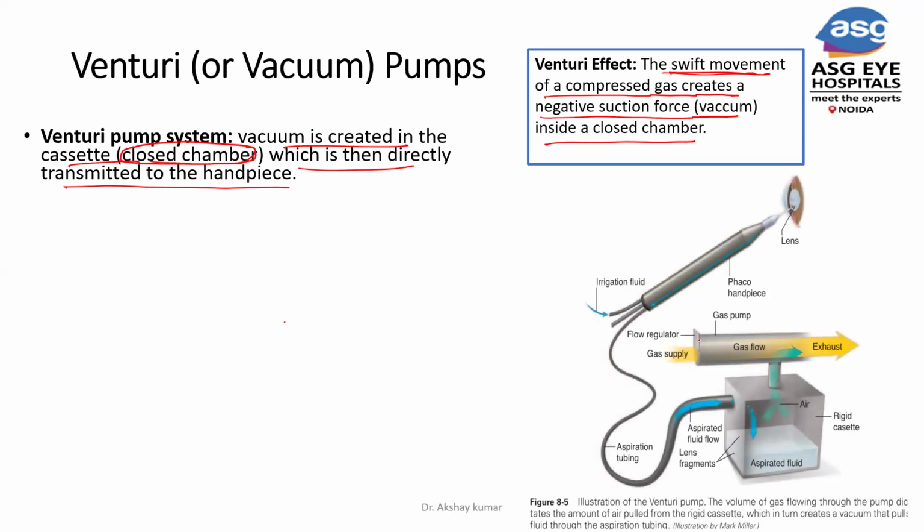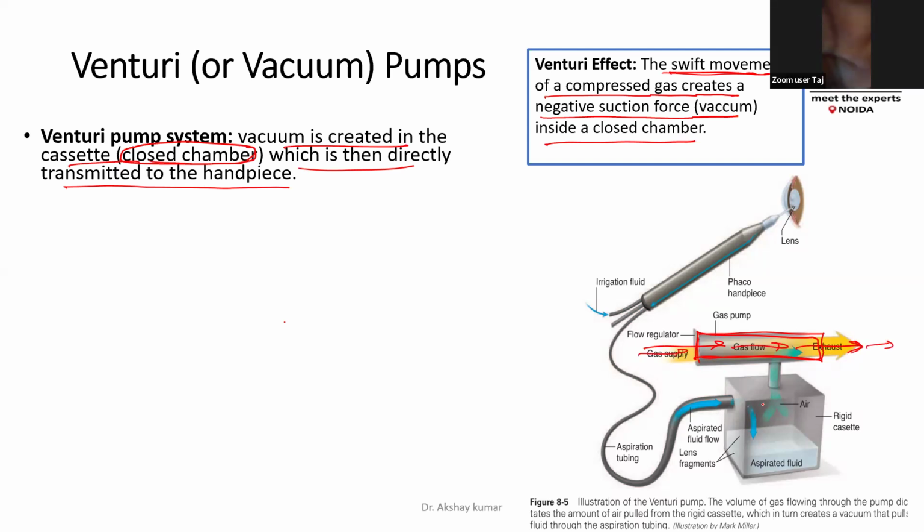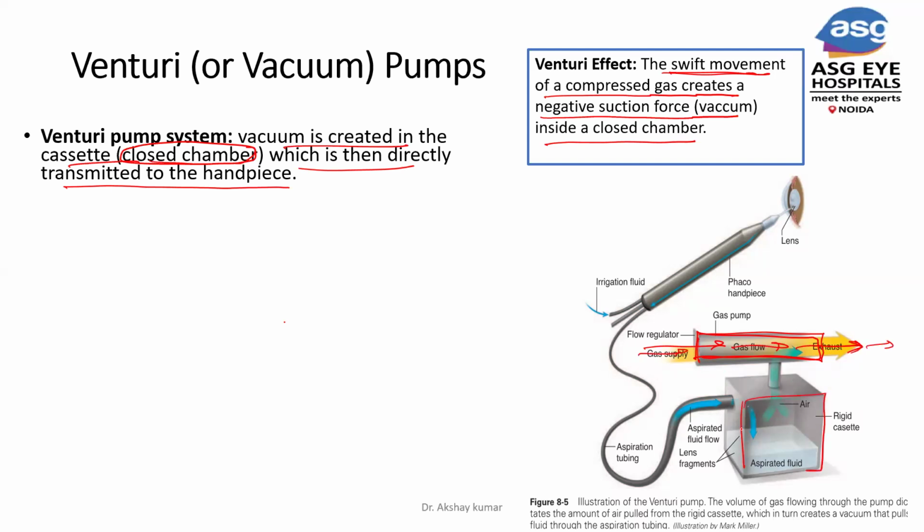So this is the previous diagram. This is the cylinder through which the compressed gas is passed, and it is directly connected to the closed chamber, which is the cassette. And this cassette is directly attached to the phaco handpiece, from here to here.